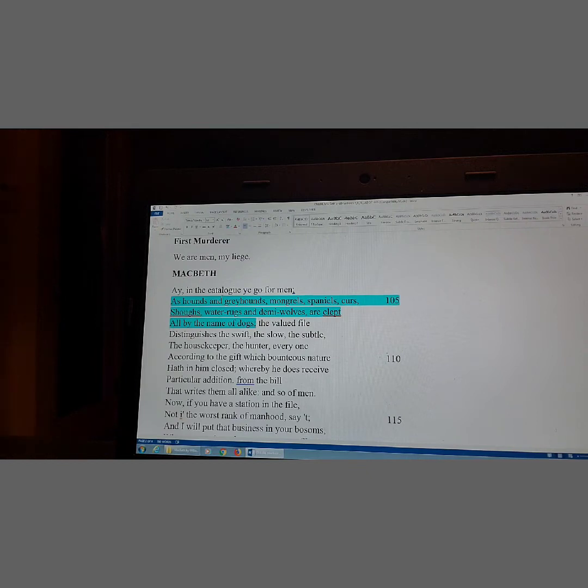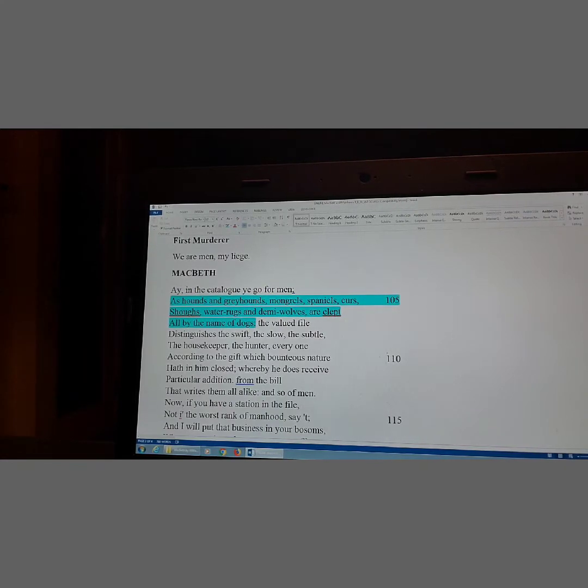Now, there's an inference here, right? The first murderer says, we are men, my liege. It's like, in the catalogue you go for men. And then he starts mentioning a bunch of different types of dogs, right? Now, one reading of this is, oh, there are different types of dogs, so therefore there are different types of men. But then there's a little bit more of an implicit, ironic meaning that he's trying to imply here as well. Okay.